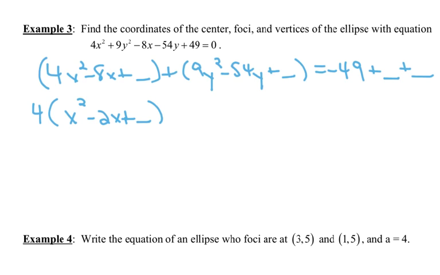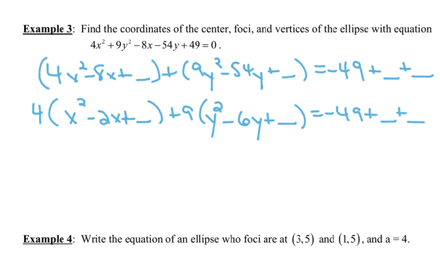In the second parentheses, there's a 9 in front of the y squared. We're going to factor it out first. And I'm going to be left with y squared minus 6y plus blank. Remember, factor means divide, so I divided both of those terms by 4 here, and I divided both of these by 9. Now I'm going to go complete the square.